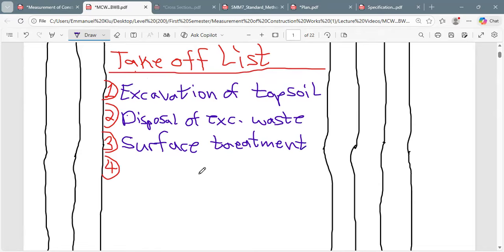Then after the surface treatment, it's usually done at the foundation bottom. So the surface treatment is always done at the foundation bottom. And after the surface treatment, what are we supposed to do? We are supposed to do disposal of surface water. That is if there is any water coming from the ground, we are supposed to find ways and means to clear that. So this is the surface treatment. Bear in mind that it is mainly for the foundation bottom.